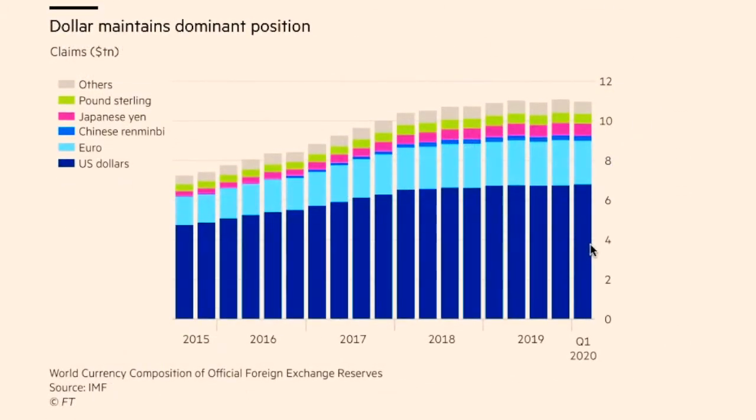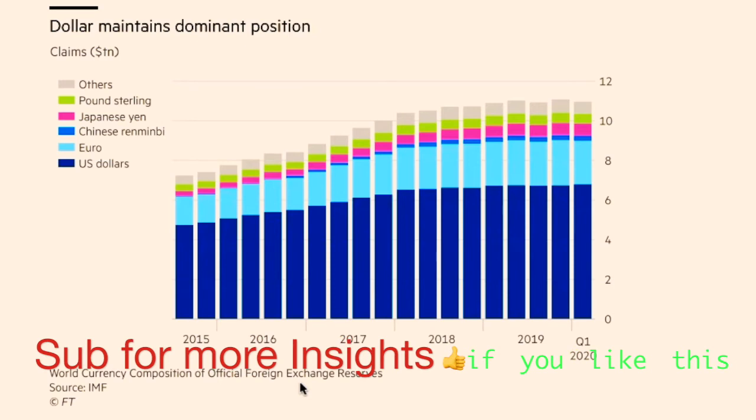Okay, so let's take Ray at his word. I'm going to try to take his advice. So this is the dollar maintaining its dominant position. This is the world currency composition of official foreign exchange reserves, and this is from the IMF. So very reliable. I didn't want to get some kind of garbage information for you guys. The IMF is very good. So the dark blue is the dollar. If you can't see this, the euro.